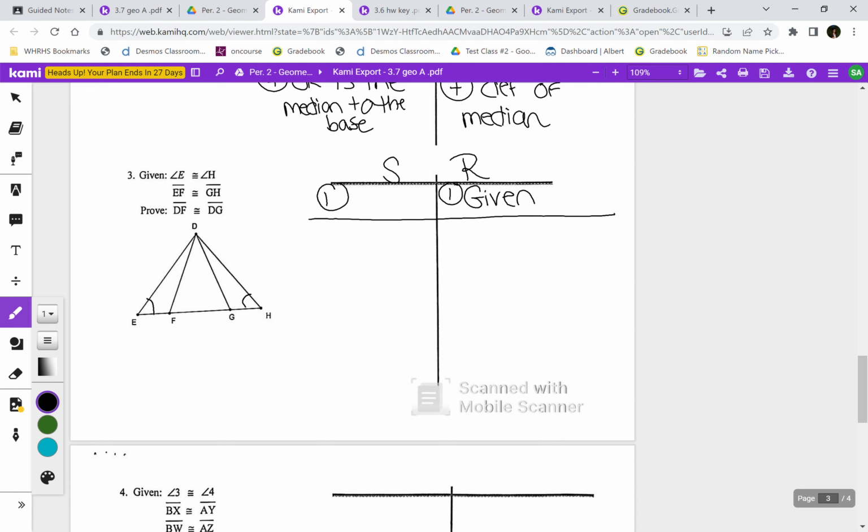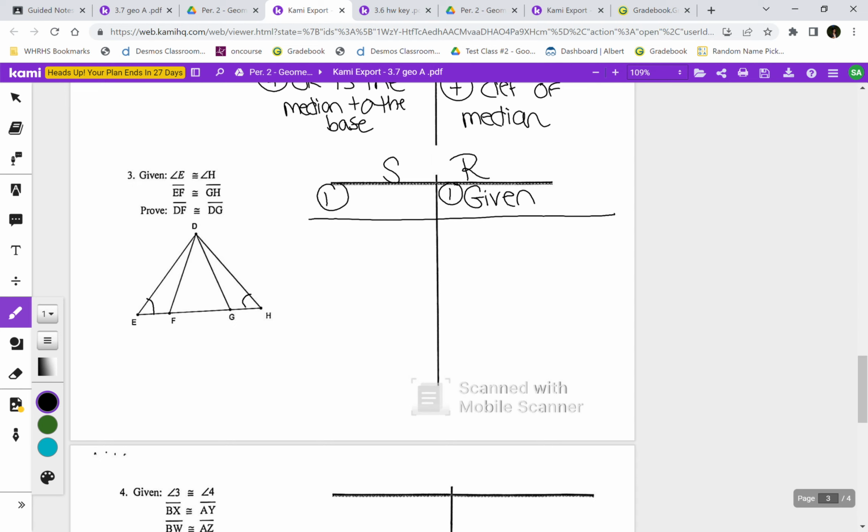No. They have to be base angles of one single triangle. They can't be base angles of two different triangles. DEH, you got it. We all agree that E and H are base angles of triangle DEH, just one triangle. They have to be base angles in the same triangle.